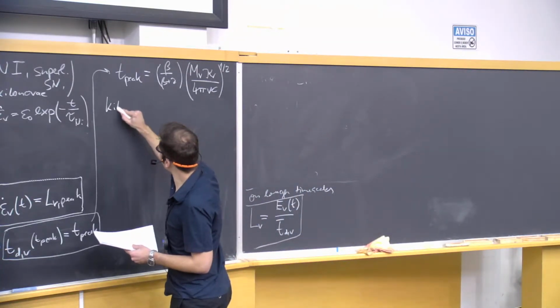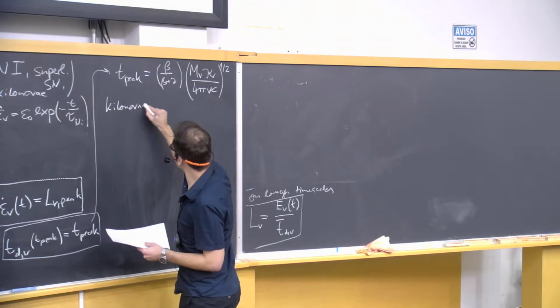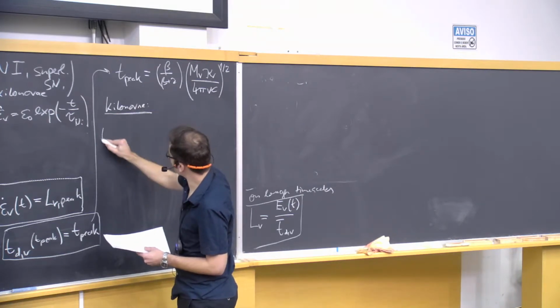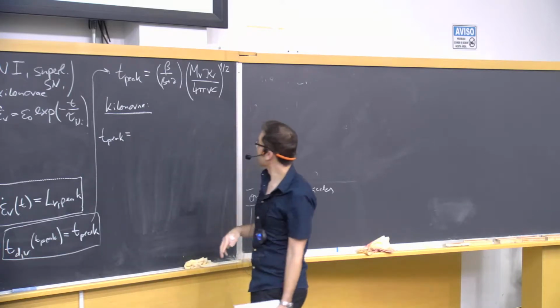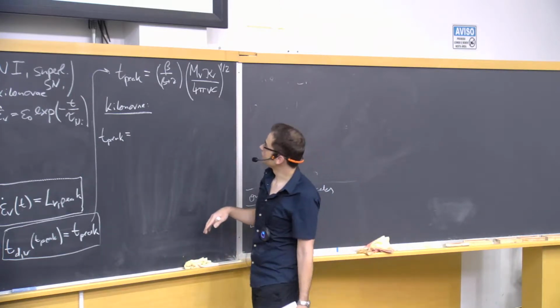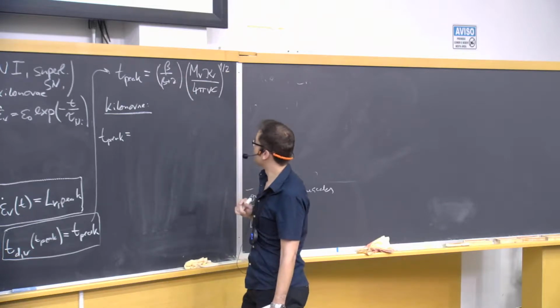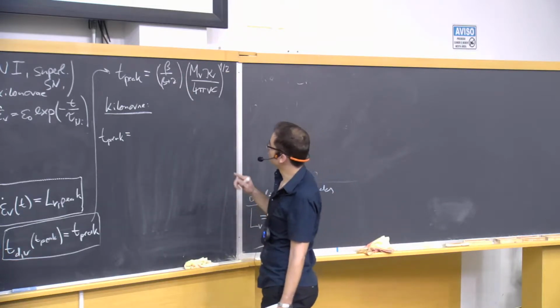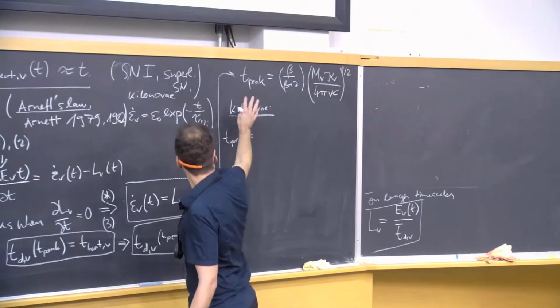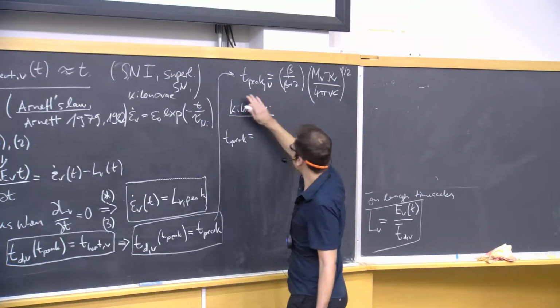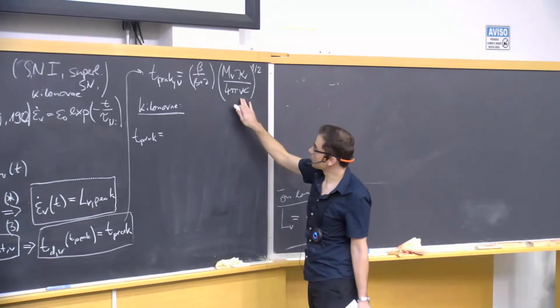So for kilonovae, just plugging in typical terms, say beta of 3, typical velocity of 0.1 c. So again, that is the peak timescale for any mass layer. So it still depends on this velocity coordinate v.